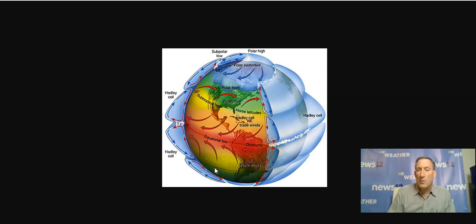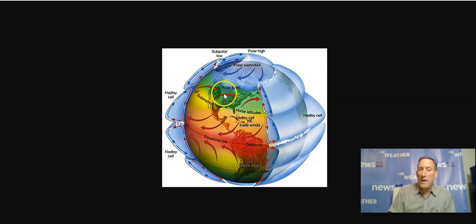High pressure down around 30 degrees south. High pressure flows counterclockwise. There's a different wind flow south of the equator. So you have the southeast trade winds meeting the northeast trade winds. That is the intertropical convergence zone. That's where the equatorial low is. That is also where the doldrums is.